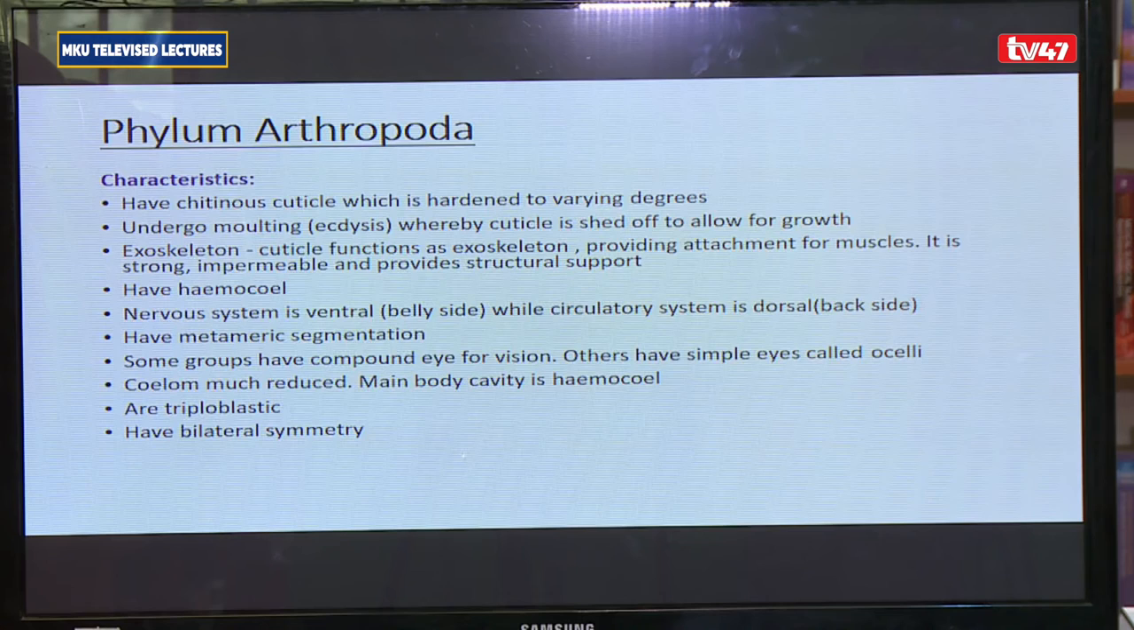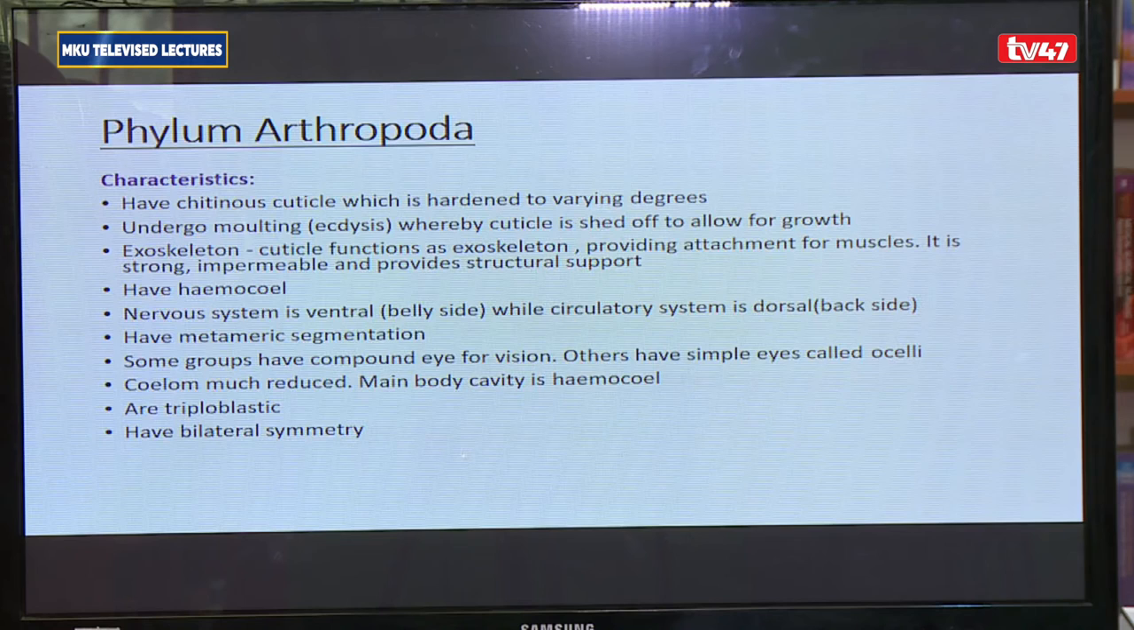The cuticle is tough and hard, and the hardness varies from one arthropod to the other. Number two, the cuticle acts as an attachment for the muscles, and because it is on the outside, we say it is an exoskeleton. Thirdly, they undergo molting, meaning they shed off the cuticle from time to time. This is to allow for growth in size to take place.